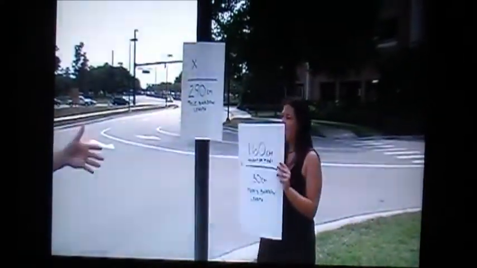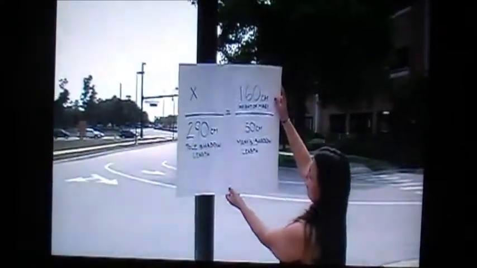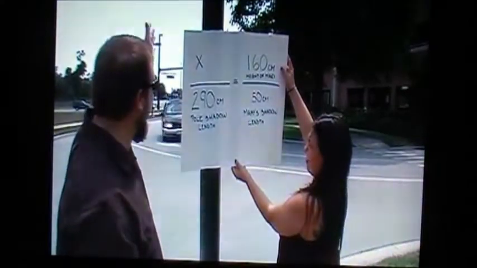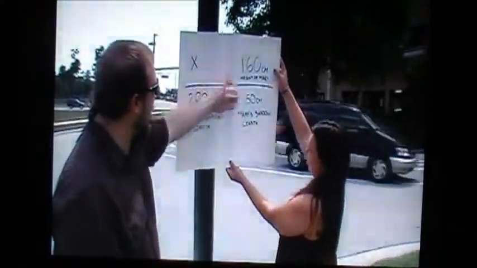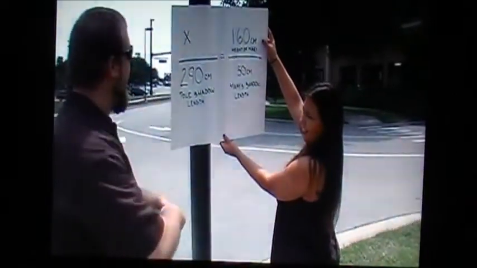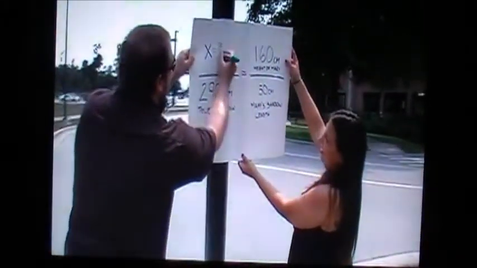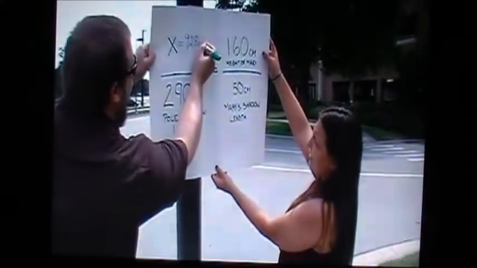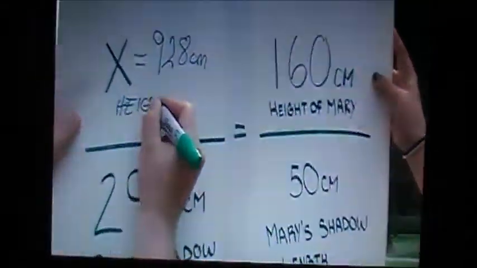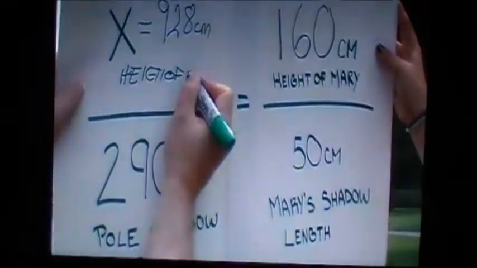Now we have a nice proportion set up for our similar triangles. And we can figure that x over 290 centimeters represents the pole, 160 over 50 centimeters represents Mary, and now we can solve for x. Times 160 by 290 divided by 50, and we get 928 centimeters is the height of the pole.